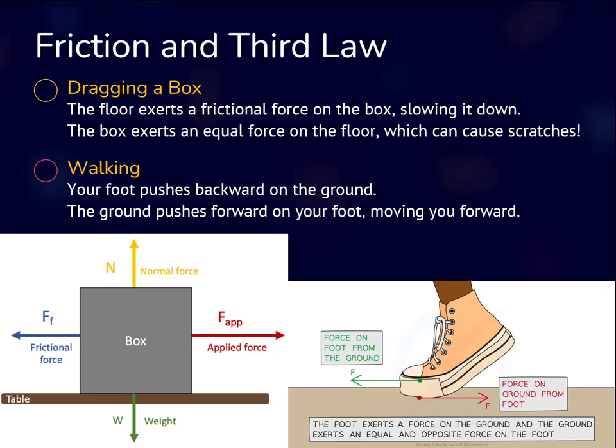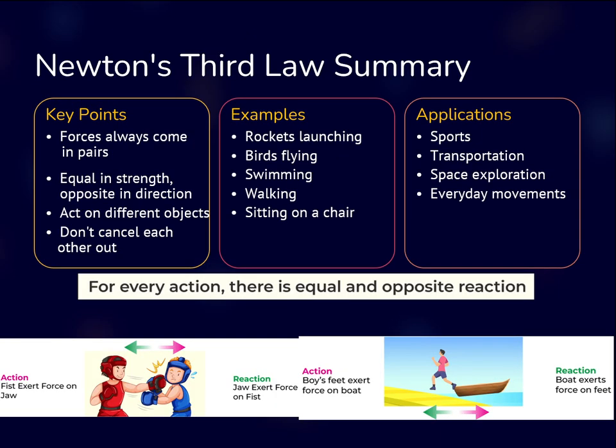Friction is another example. When you drag a heavy box, the box pushes against the floor. The floor pushes back with an equal force in the opposite direction, which we call friction. This is what slows the box down. And sometimes the box can even scratch the floor because it exerts a force on it. This also explains how walking works. You push backward on the ground, and the ground pushes you forward.